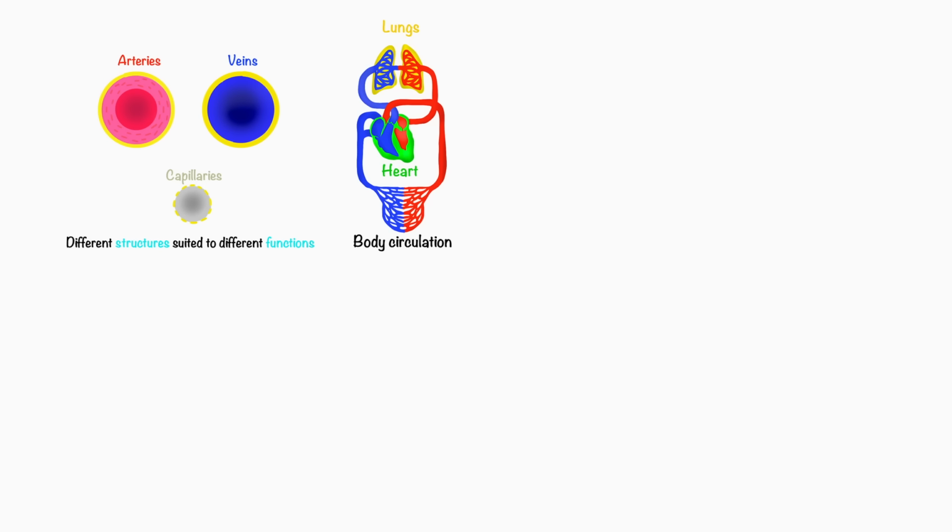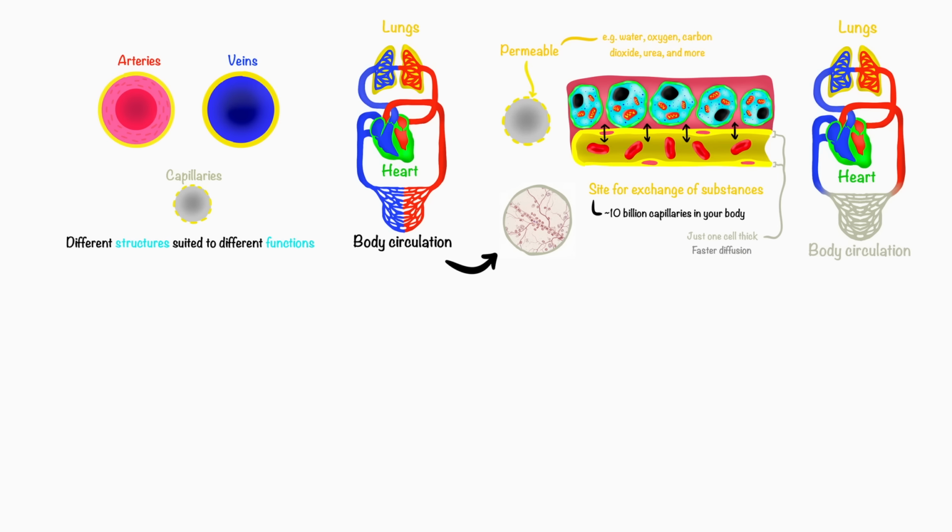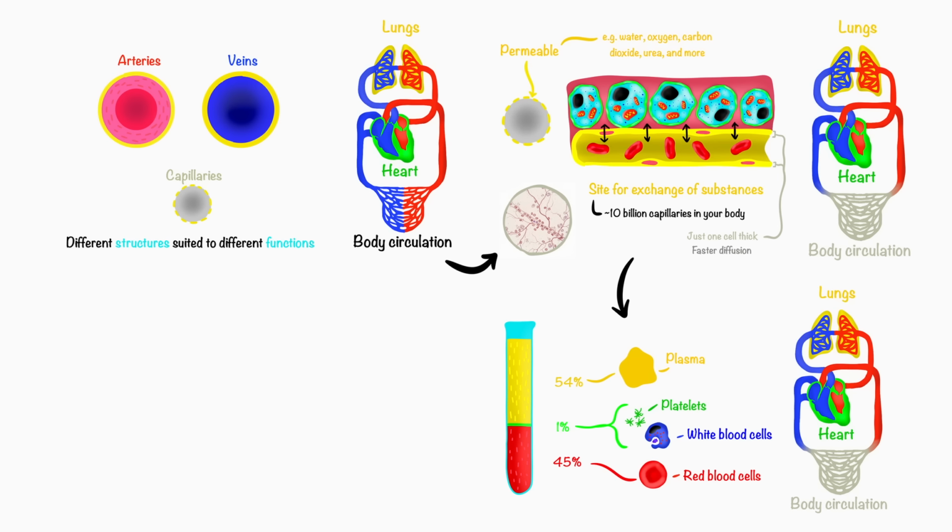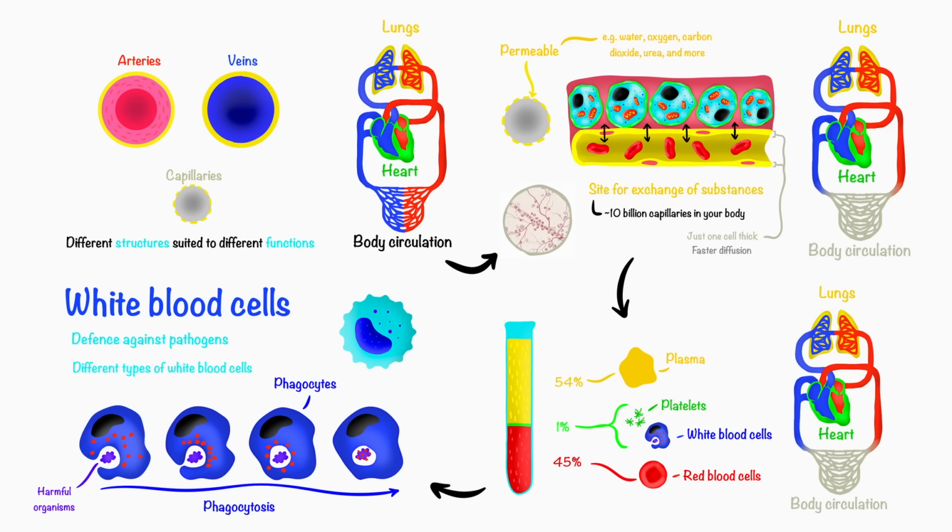In this lesson, we'll begin by exploring the three types of blood vessels and their specialized structures, then examine how these vessels work together to form a complete circuit, look at the components of blood and their specific functions, and finally, see how blood transports substances and defends the body against disease.